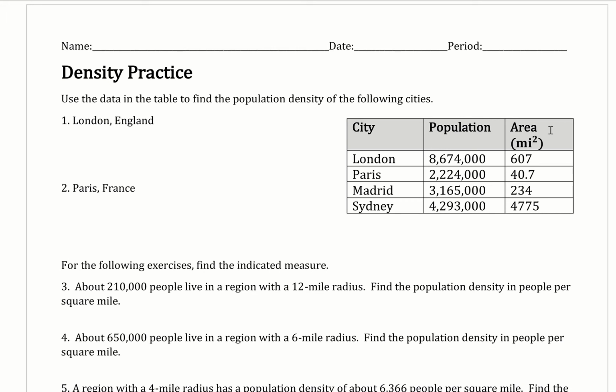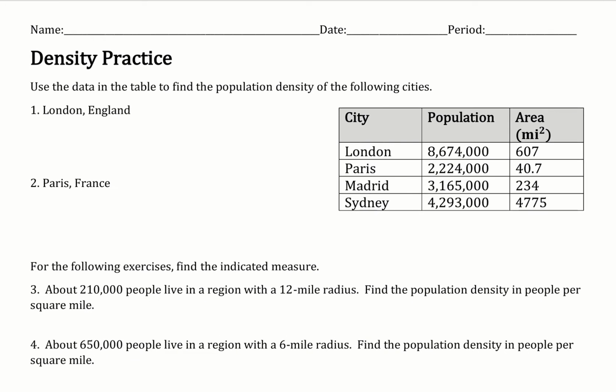So for the first couple of questions, we have some data on population density of cities: London, Paris, Madrid, and Sydney. We want to figure out the population density of London. Remember, density is always the characteristic you want to measure over some kind of length, area, or volume. So population density is going to be the population over the area.